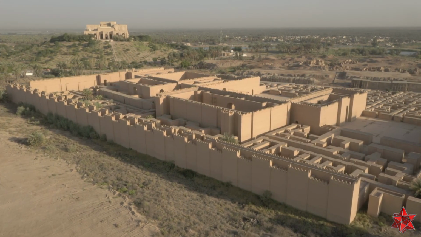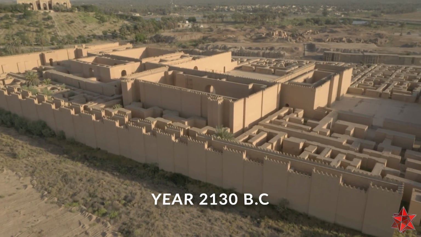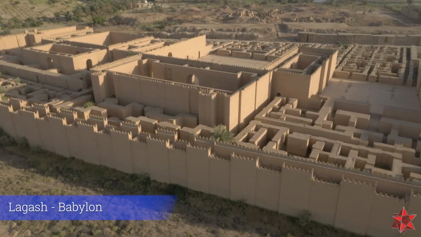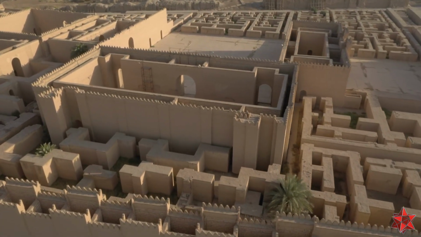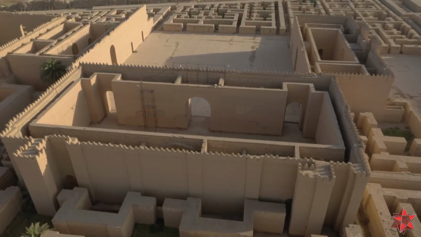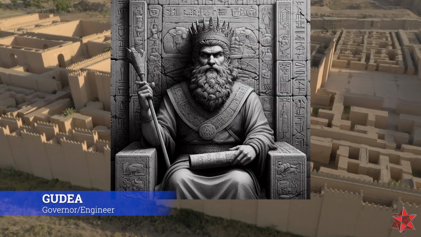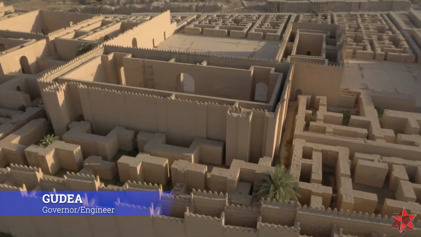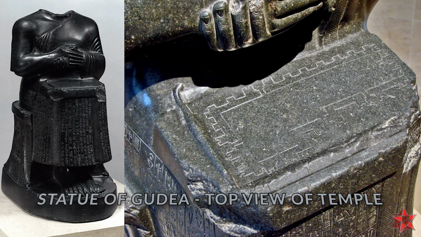In the year 2130 before Christ, in the city of Lagash, located in the country that was later known as Babylon, an engineer and governor of the city named Gudea worked hard to shape the city. And we have the proof of his work even today at the Louvre Museum in Paris, France, on one of his statues that shows the top plane view of a temple from that era.